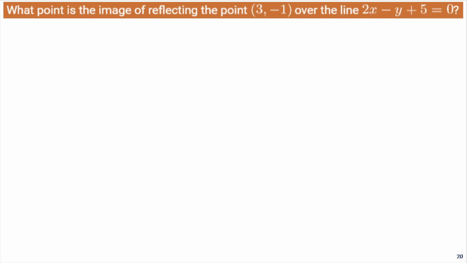Okay, if no question, let's consider another one. What point is the image of reflecting the point (3, -1) over the line 2x minus y plus 5 equals 0?